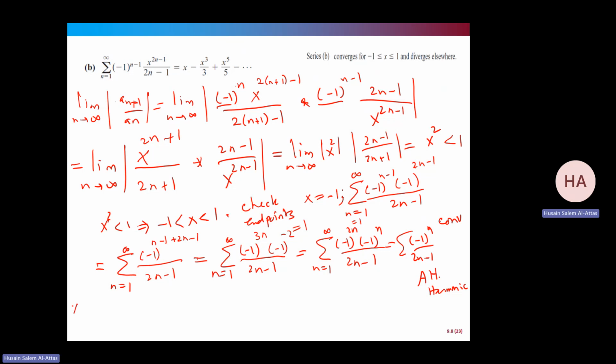Okay. Now, I take the other case, x equal 1. Yeah, this is easy. What I will have is the summation n equal 1 to infinity.